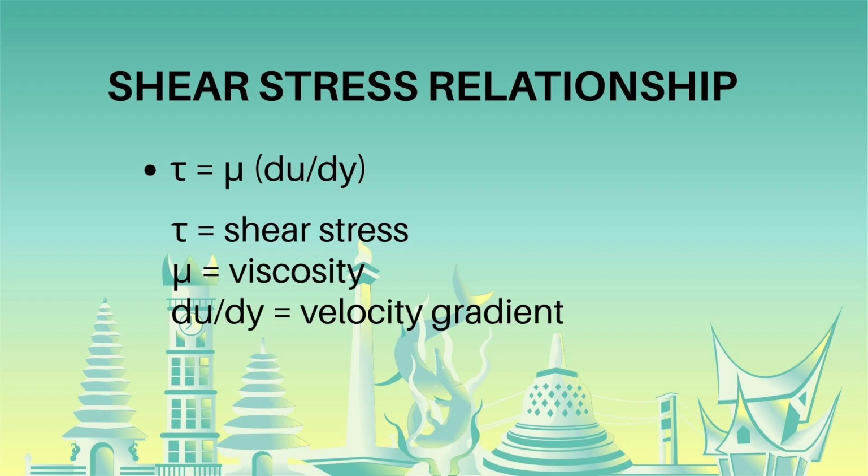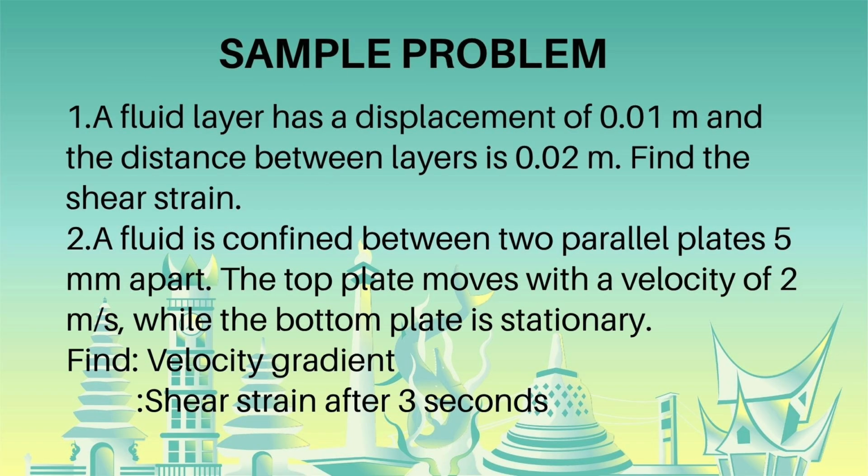So let's proceed to the shear stress relationship. Shear strain is related to shear stress. Tau is shear stress, while mu is viscosity, and du over dy is the velocity gradient. This shows how the internal resistance of the fluid affects deformation. So let's proceed to the sample problems.